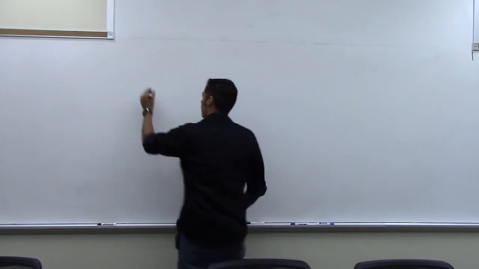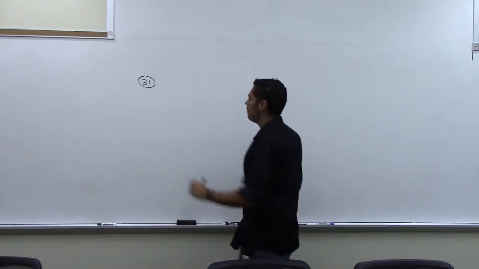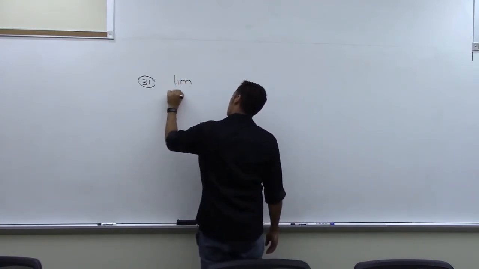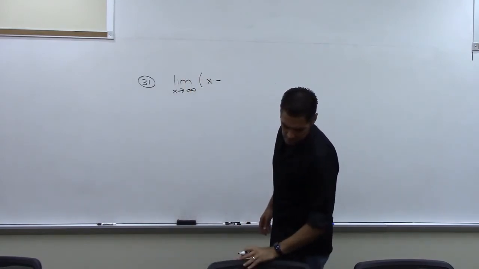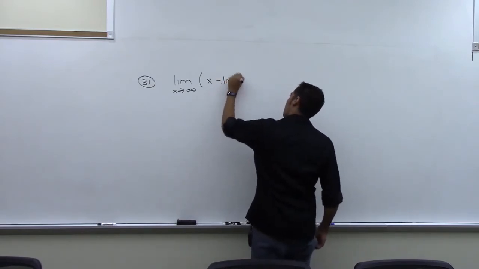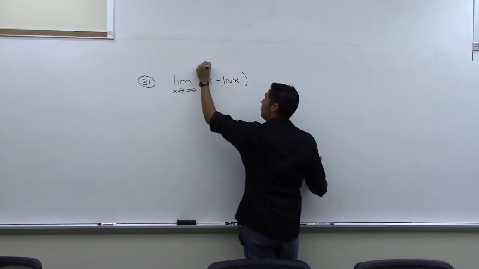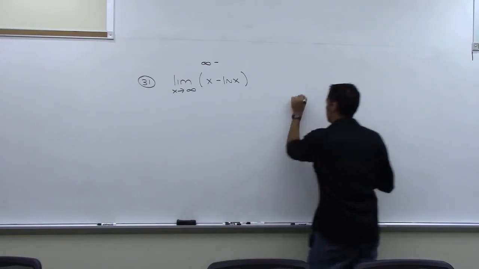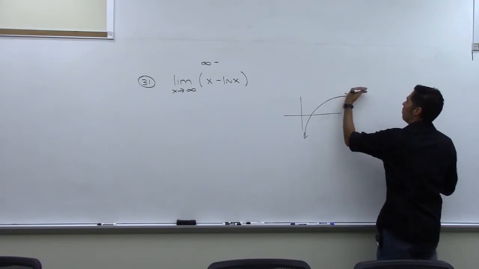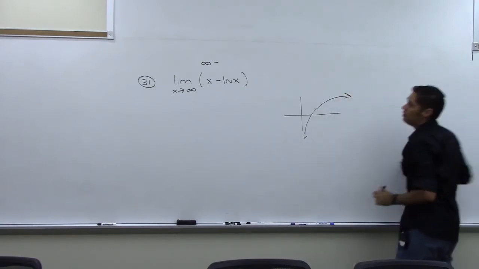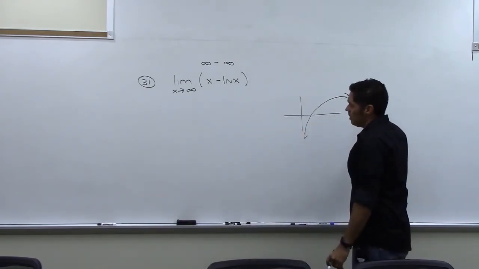31. Limit as x goes to infinity of x minus natural log x. All right, so what happens as x goes to infinity? Well, this goes to infinity minus natural log of infinity. So take a look at the natural log function. Here it is. And we know that as you go to infinity, this thing grows without bound. It goes up to infinity. So we know that this goes to infinity also.